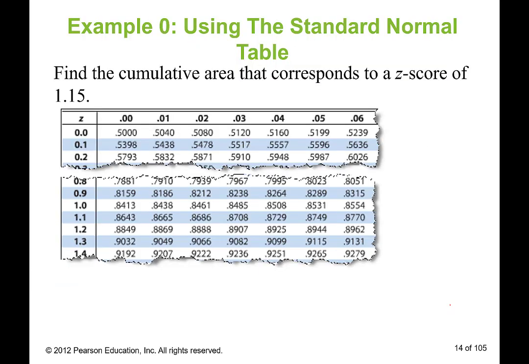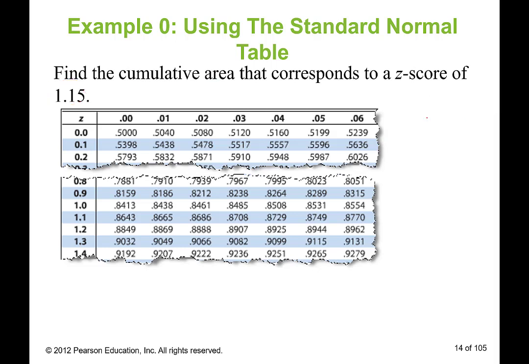We're talking about infinitesimal amounts of probability above z equals 3.49. So this is the point in time when you should get out your standard normal table. So we're going to start doing some problems and practicing some concepts that you're going to see in your homework. So as our first problem, we're asked to find the cumulative area that corresponds to a z-score of 1.15. Now when it's asking for a cumulative area, it's basically asking us for the area under the curve from negative infinity up to whatever the z-score is. So that's what we're looking for.